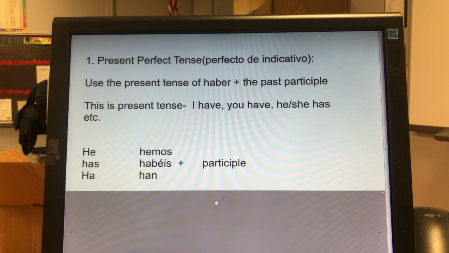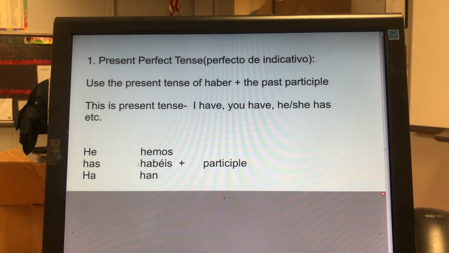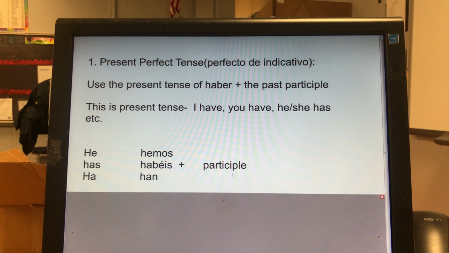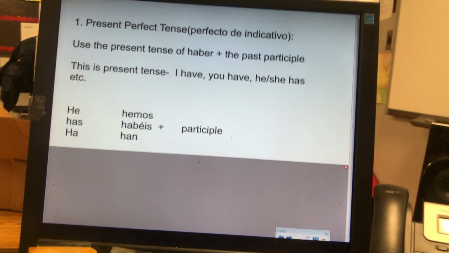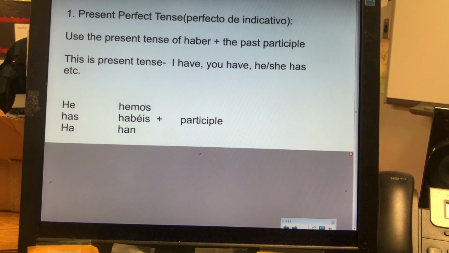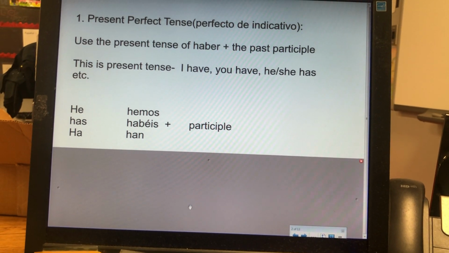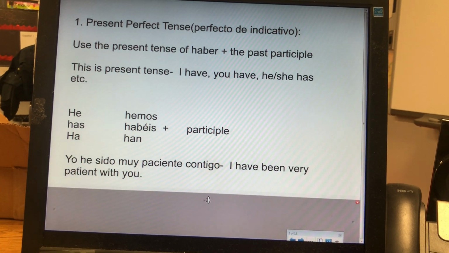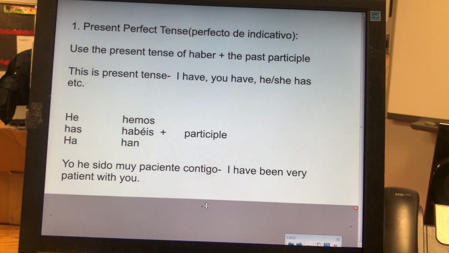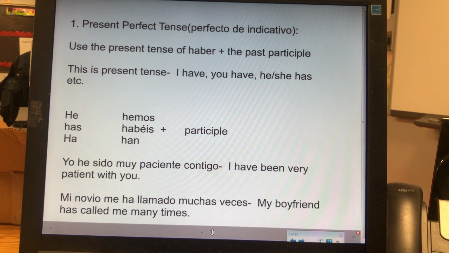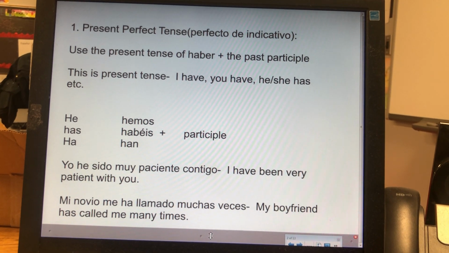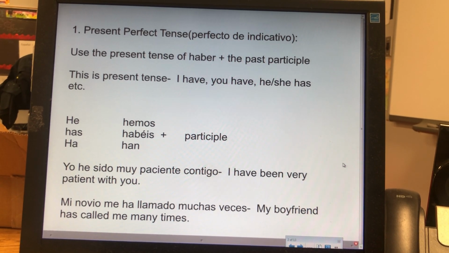So here's the present tense of haber: he, has, ha, hemos, habéis, han. And the participle. The participle is the ado and ido thing. Okay? Yo he sido muy paciente contigo. I have been very patient with you. Mi novio me ha llamado muchas veces. My boyfriend has called me many times.